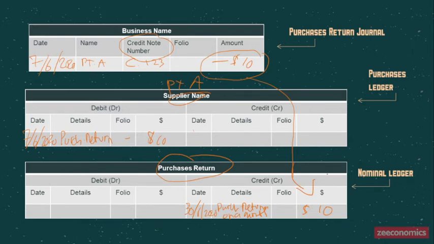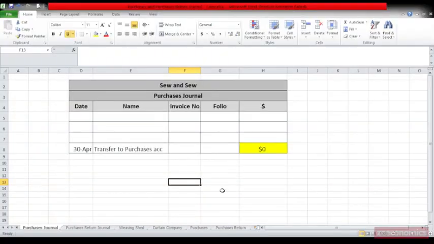Now we already know the concept behind the purchases journal and also the purchases return journal. Next, I'm going to show you exactly how to record these transactions based on the transactions on page 83, walkthrough 7.2. We are now in my Excel file, and I'm going to show you step by step how to record the transactions on walkthrough 7.2 on page 83 of your book.